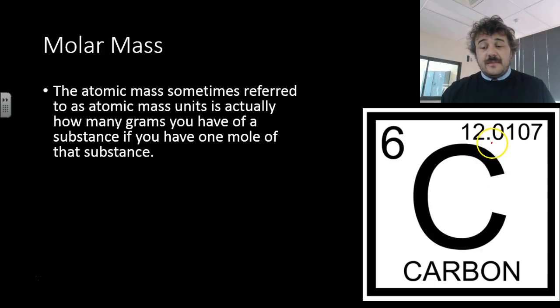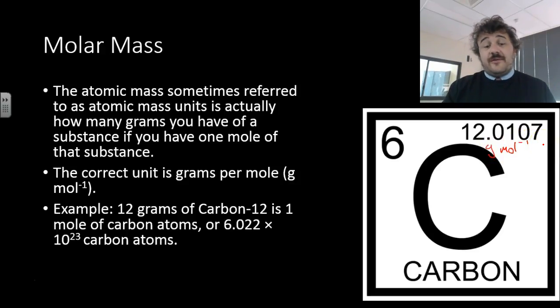So carbon is going to be our example, and the molar mass is 12.0107 grams per mole. And the correct unit is grams per mole. So if you have 12 grams of carbon, because we're rounding off, you have 1 mole of carbon. Or if you have 12 grams of carbon, you have 6.022 times 10 to the 23 atoms.